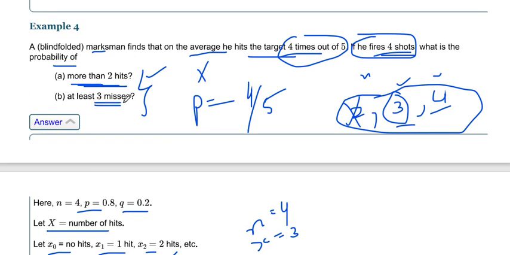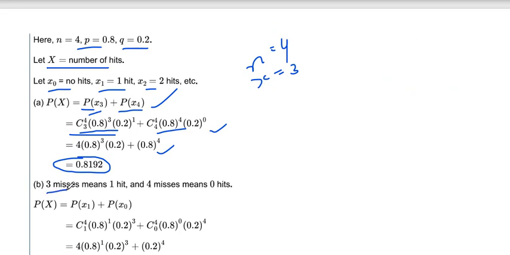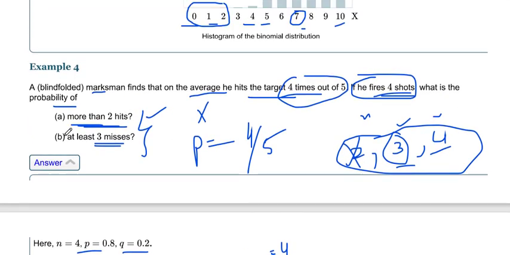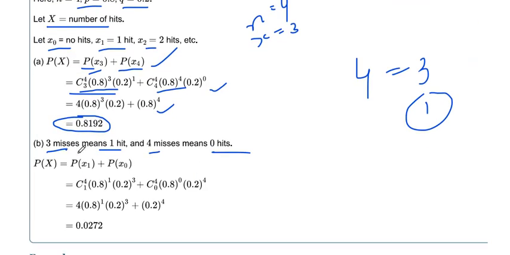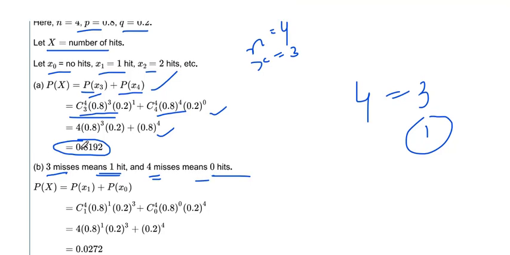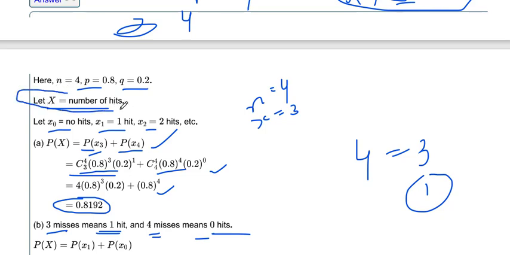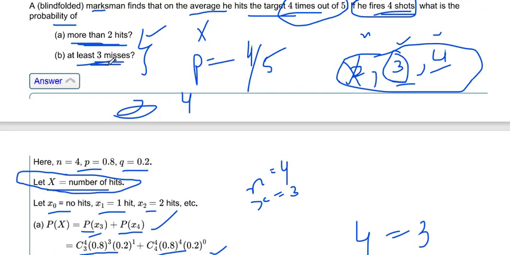Second, at least 3 misses. So 3 misses means 1 hit out of 4. If he missed 3, then we can tell that he hit one target. And 4 misses means 0 hits. At least 3 means 3 misses and 4 misses. So 3 misses means 1 hit, 4 misses means 0 hits. Why do we have to transform this? Because here we have calculated X as the number of hits, not the number of misses.